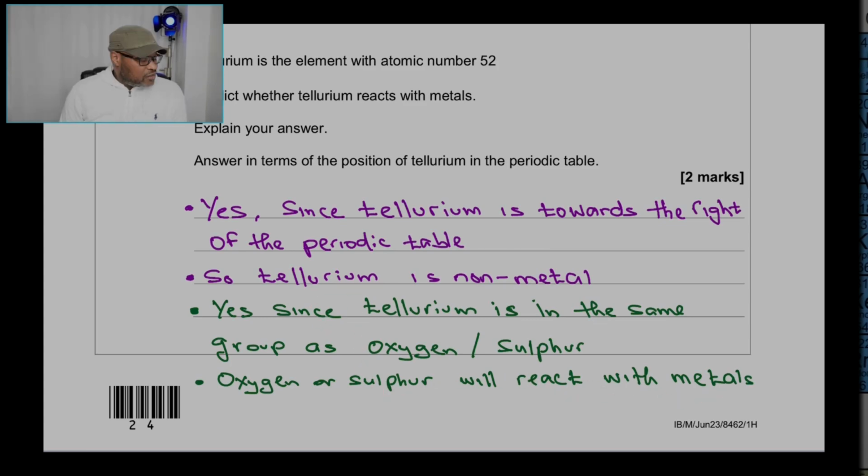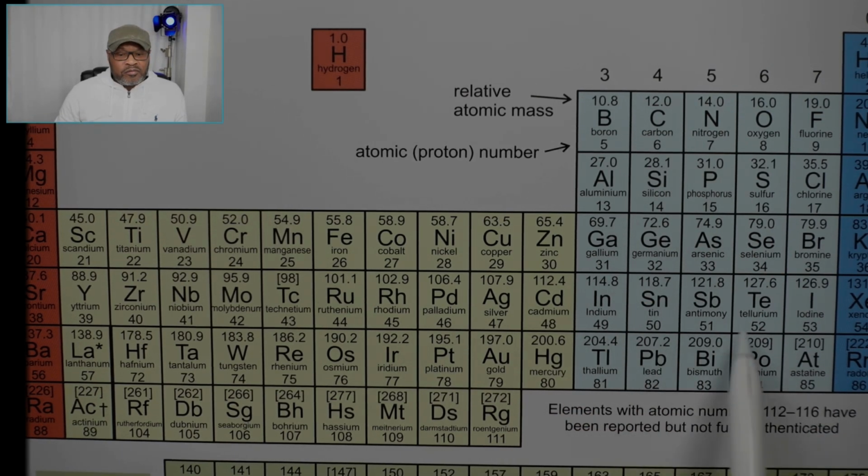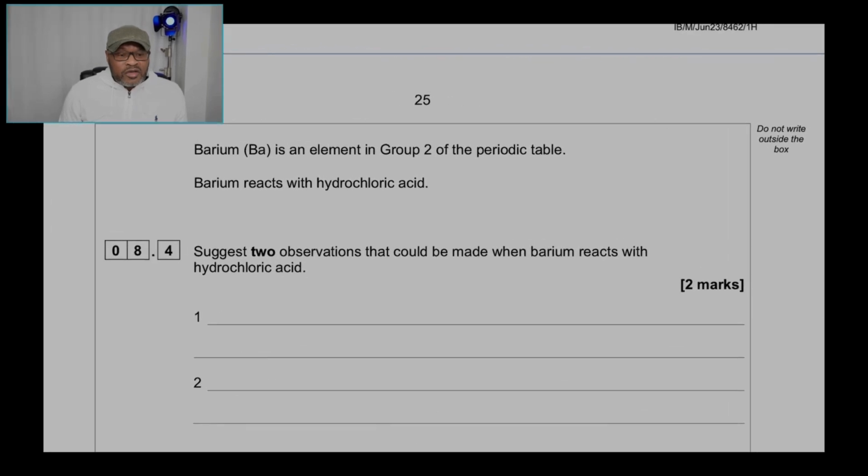Or you could say you cannot predict whether tellurium is a metal or non-metal, because going down the group, elements tend to be metals, and to the right they are non-metals. So we couldn't say whether tellurium is a metal or non-metal. So you could answer that question that way. So that's fine.